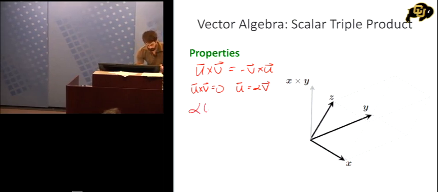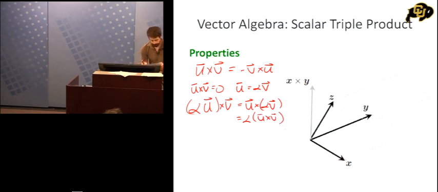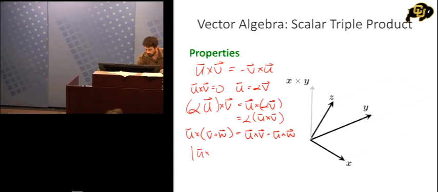Again, if alpha is a scalar, so we have alpha times this vector, and we cross that with v, this is going to be equivalent to u cross alpha times v, which is also going to be equivalent to alpha times the cross product of u and v. And then we also have that u cross the vectors v plus w is going to be equal to u cross v plus u cross w. And then finally, kind of equivalent to that term where u dot v is equal to the magnitude of u times the magnitude of v times the cosine of the angle between them, we have a similar expression where the magnitude of u cross v is equal to the magnitude of u times the magnitude of v times the sine of the angle between them.